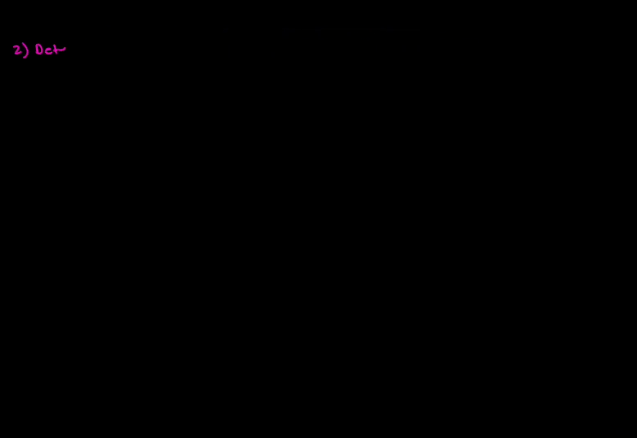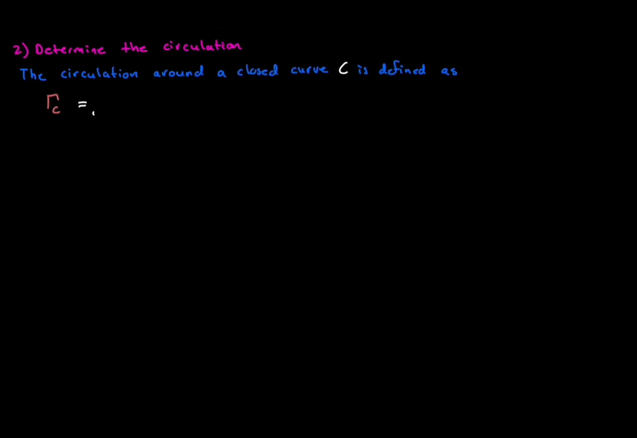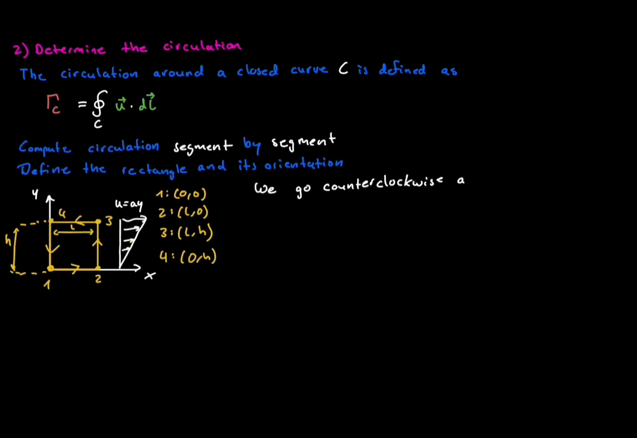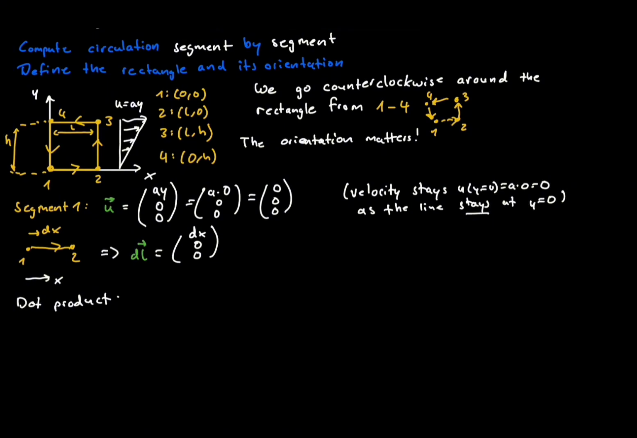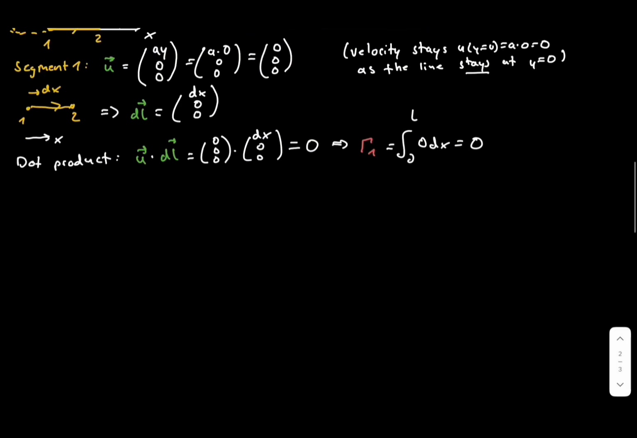Next, we compute the circulation around the rectangle. Circulation means we move once around the closed curve and add up the velocity component along the direction of travel. We do this edge by edge. Along the bottom edge, y is 0. That means the velocity is 0 there, so the contribution from the bottom edge is 0.